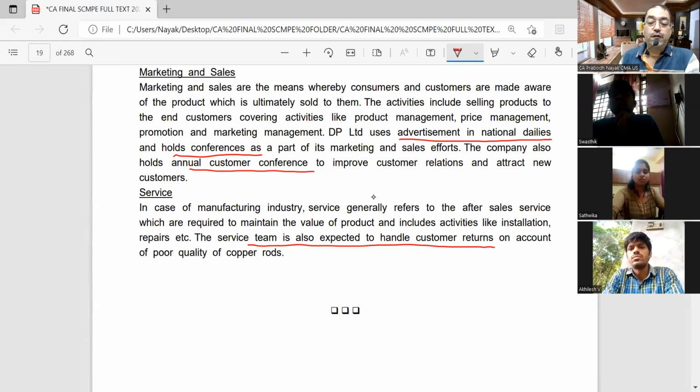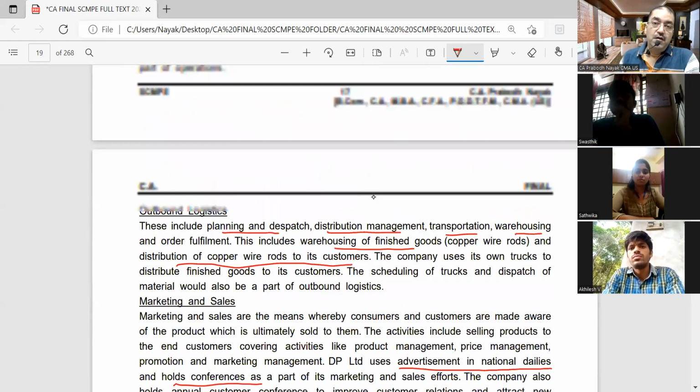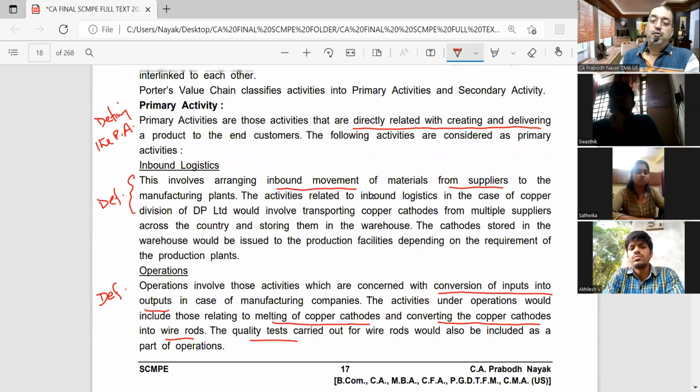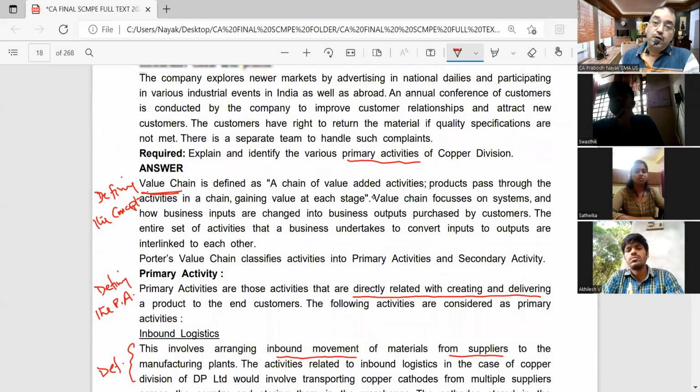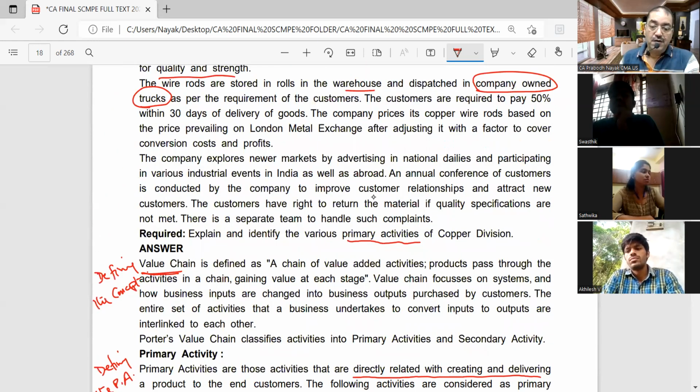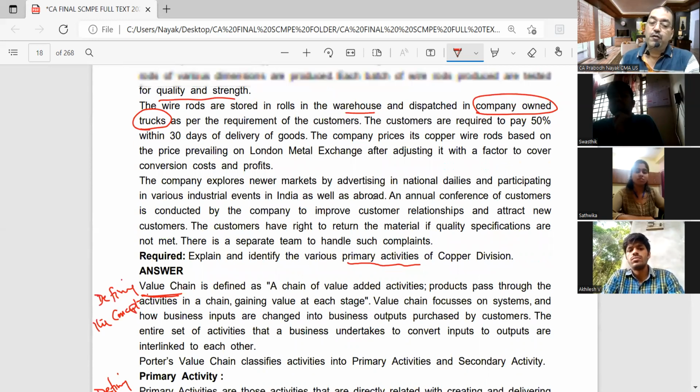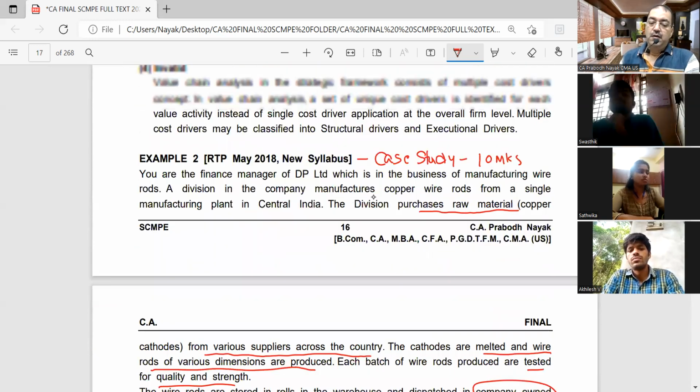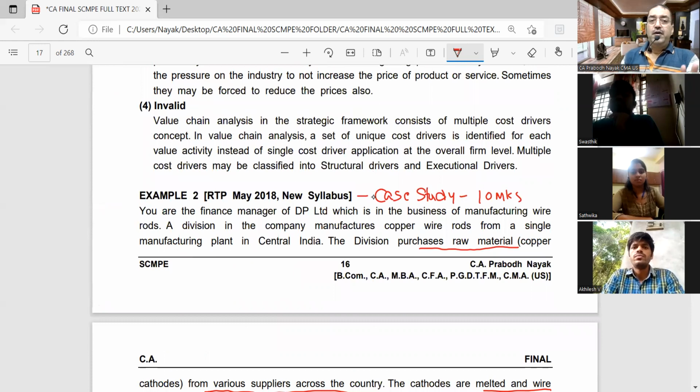Like this, they can also give you a story. Then you are supposed to identify the support activity also. If that also comes, it is a question of 20 marks. Here they have asked only for primary activities, it is for 10 marks. So have you understood how to write an answer now? Value chain analysis, how to write an answer for value chain analysis.